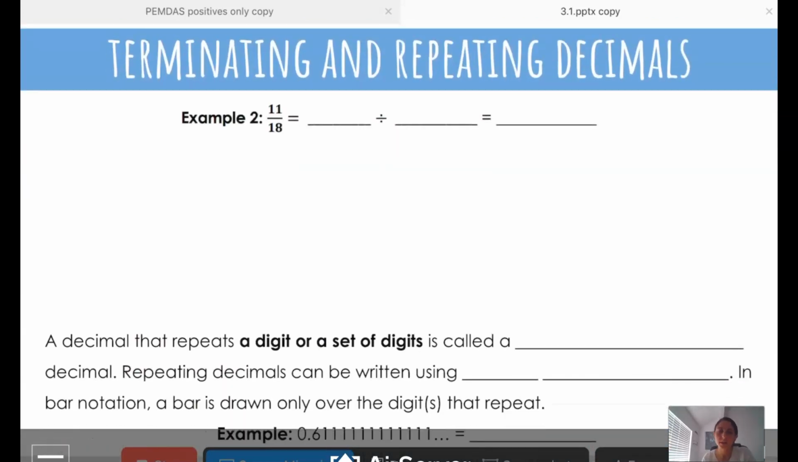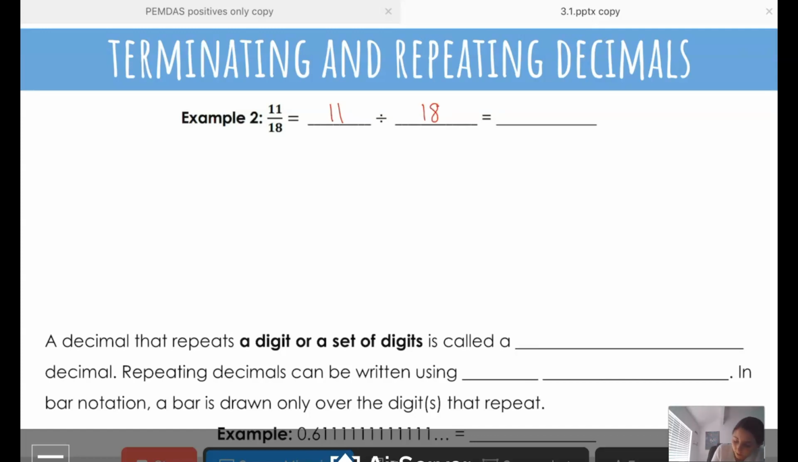All right, let's look at another example. In this example, we have 11 over 18, which is again a rational number because it's in the form of a fraction or a ratio. Now we're going to see how we can convert this ratio or fraction into a decimal and see what type of decimal it is. So 11 over 18 is 11 divided by 18.